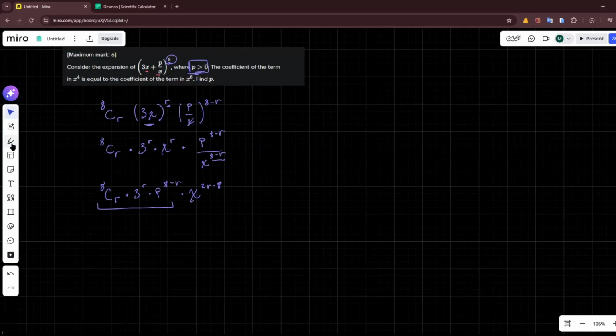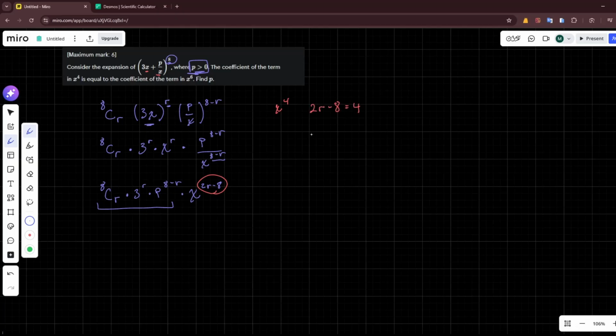Once we know that the power of x is going to be 2r minus 8, we can use that to figure out the values of r when we have an x^4 and when we have an x^6. If we start with x^4, that should happen when 2r minus 8 equals 4. 2r is then equal to 12, and this gives me an r value of 6. What's super helpful about this is that once we've got a basic algebra expression for the value of r, I don't have to think about 3x, I don't have to think about p over x, I don't have to think through combinations of guesses.